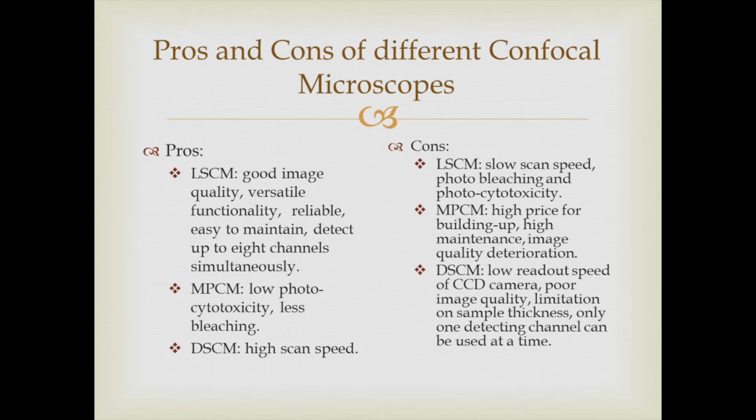Confocal microscopes also have some obvious flaws. The laser scanning microscope has a slow scan speed and has higher phototoxicity and higher photobleaching of the sample because it illuminates the entire length of the sample, and therefore it cannot be used to visualize living cells. Multiphoton microscopes are expensive and require extensive maintenance. The lack of a pinhole causes image deterioration. The disc scanning microscope has a low readout speed because of the CCD camera. We are also limited on the thickness of the sample that we can observe via the NIPCOW system. It gives poor image quality, and despite being multi-channel, we can only use one detecting channel at a time.